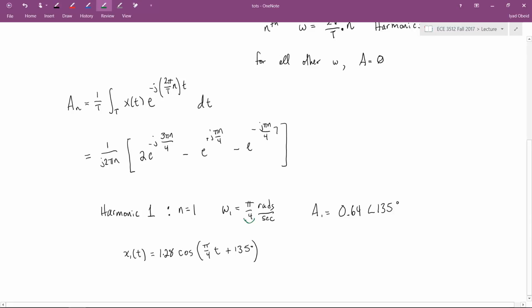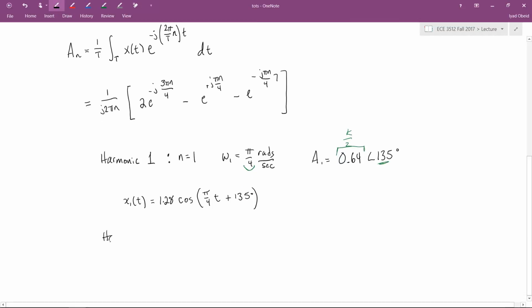There's your pi over 4, and then remember this: the magnitude of A is going to be K over 2. So if K over 2 is 0.64, then K has to be double that, and then the phase angle we just read right off of the complex value. Okay, so that's what the first harmonic is. Now, let's go ahead and solve for a couple more.